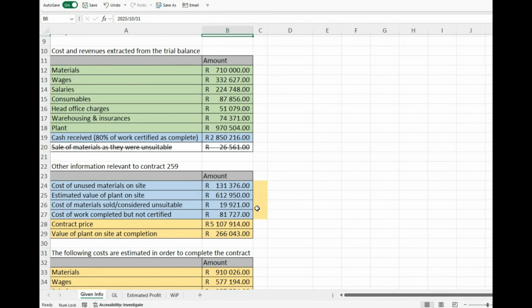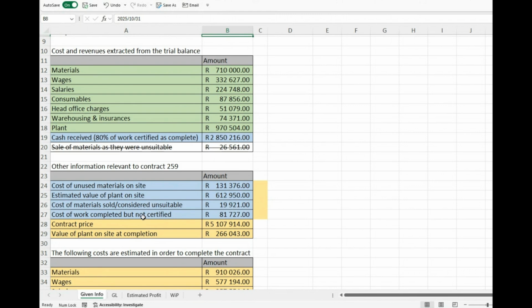And lo and behold, we are able to make a 7,000 profit on it. But this 7,000 profit does not form part of this contract. We will account for that somewhere else. And so that is why you can simply strike or draw a line through the sales of materials that were unsuitable. Because the amount that you're going to use is not this 26,000, it will be this 19,921.